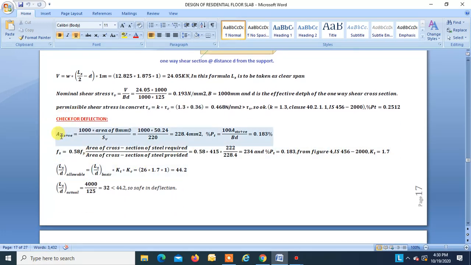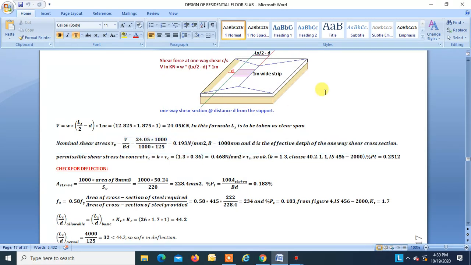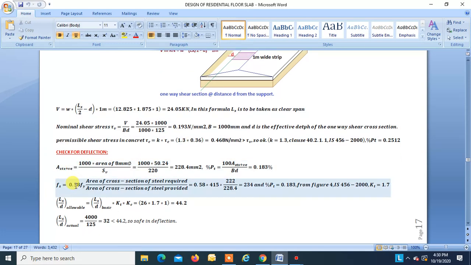Check for deflection. AST positive. Now check for deflection. In case of check for shear, we'll take AST, tensile steel at the support. Check for deflection, as we are finding that the deflection will be maximum near the midspan, so we'll take the tensile steel at the midspan along the shorter direction. So that is AST X positive, which is found to be 228.4 and PT is found to be 0.183.